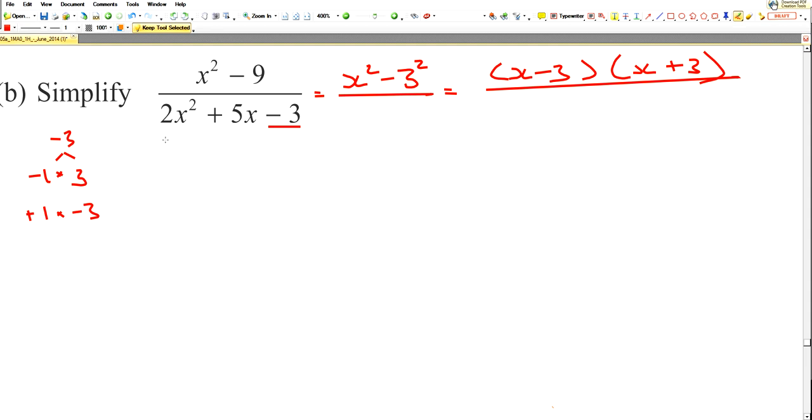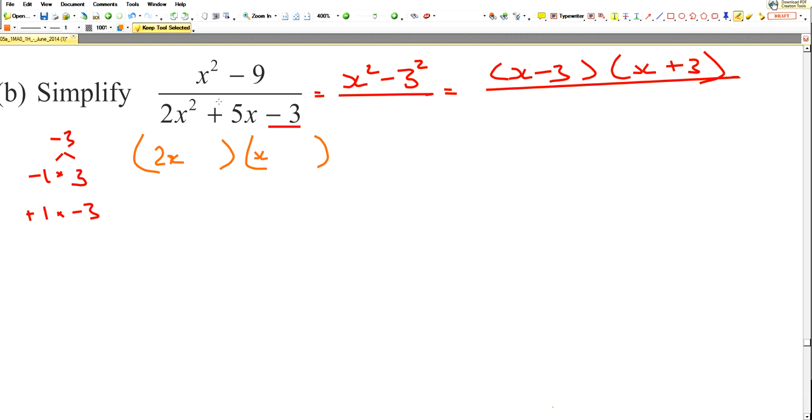Now, we need to split this up here. Let's use a different color. So when you factorize this, you get 2x. When you split 2x squared, it's going to be 2x and x. 2 is a prime number, so it splits in that way.